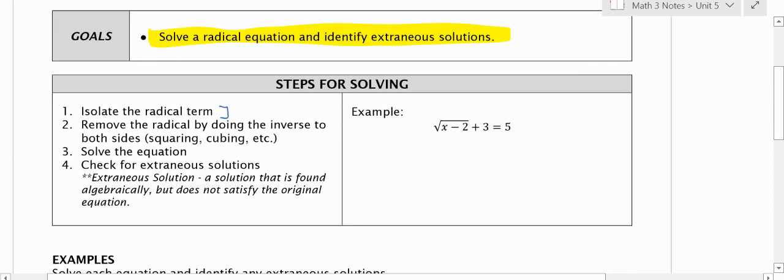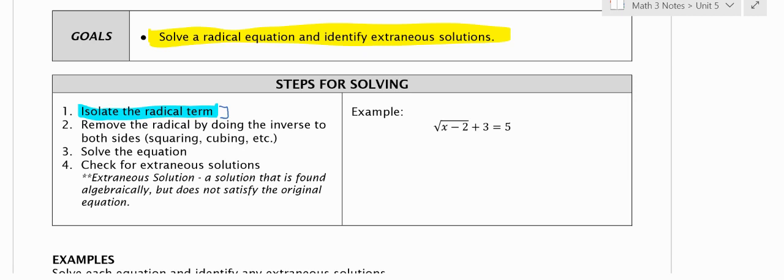So the steps for solving are very similar to solving a linear equation, except instead of just isolating the variable, we first isolate our radical, and then we do the inverse to remove the radical, which can include squaring, cubing, whatever index we're working with. We're going to solve and then check for what's called an extraneous solution, which is a solution that occurs algebraically in the problem, but it doesn't necessarily satisfy the original equation.